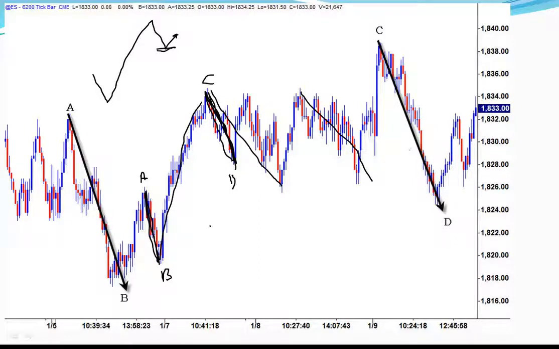So what we've learned today so far is, number one, we learned what a trend is, both an uptrend and a downtrend. We learned what a trading range is, and we learned what price relationships are. So we've learned the basic fundamentals of technical analysis: trend, trading range, and price relationships.